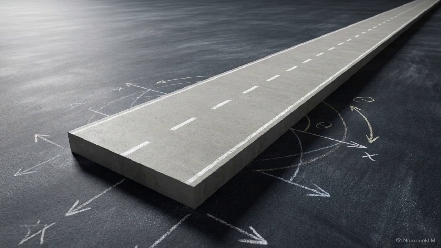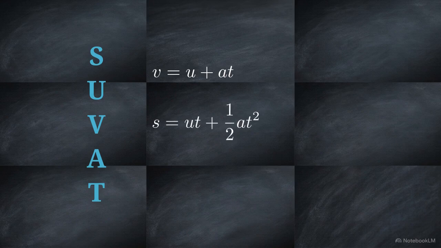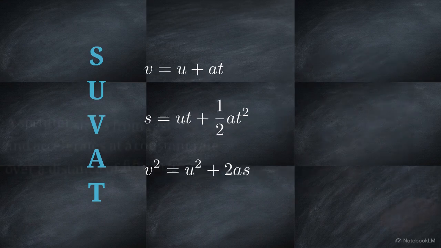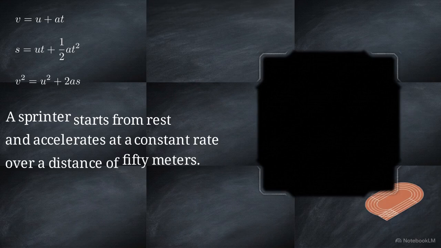We use specific tools for systems where acceleration remains constant, a state known as uniform linear motion. This constant acceleration motion is governed by a framework of three primary equations. These equations utilize 5 variables: displacement, initial velocity, final velocity, acceleration, and time, often summarized by the acronym SUVAT. These formulas derive directly from the slope and area of a velocity time graph.